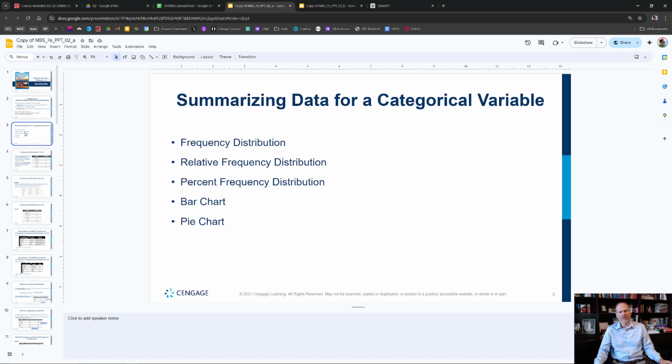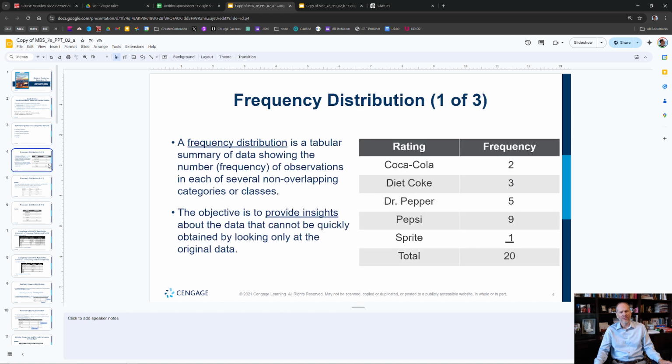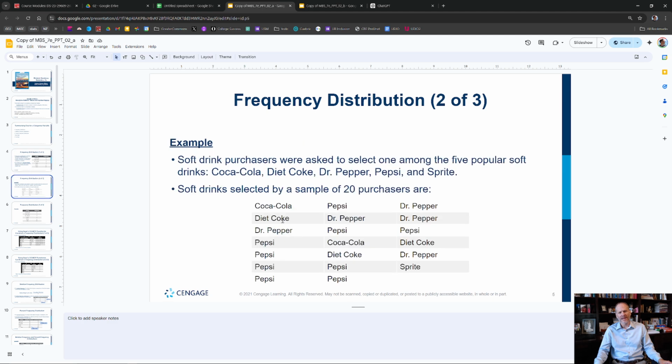So we're going to look at summarizing data for categorical variables. And when we summarize data with categorical variables, we have frequency distribution, relative frequency distribution, percent frequency distribution, bar chart, and pie chart. So we're going to learn what all these are. Some of them you might already be familiar with. So here's a frequency distribution. Let's say we measured, hey, what kind of soda are you drinking? And we sampled 20 purchasers. And this is the data that they came up with.